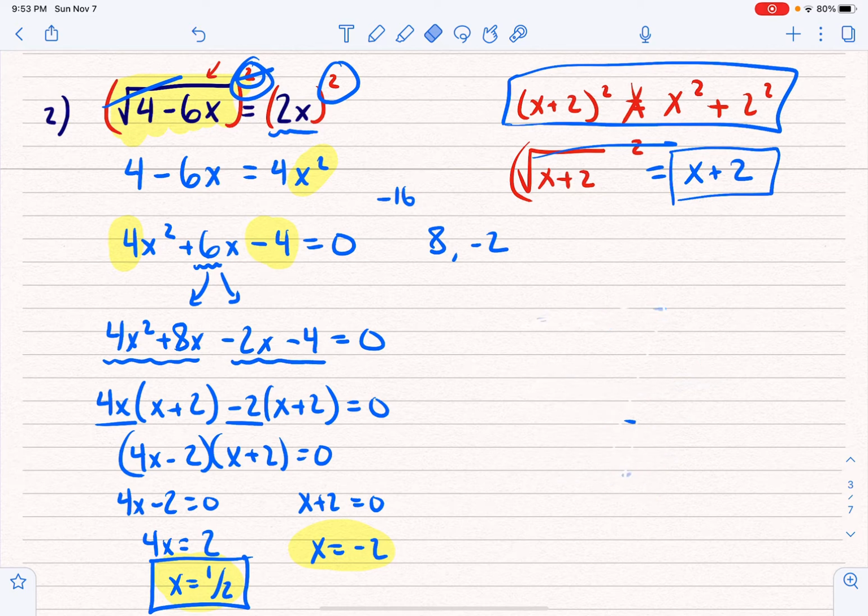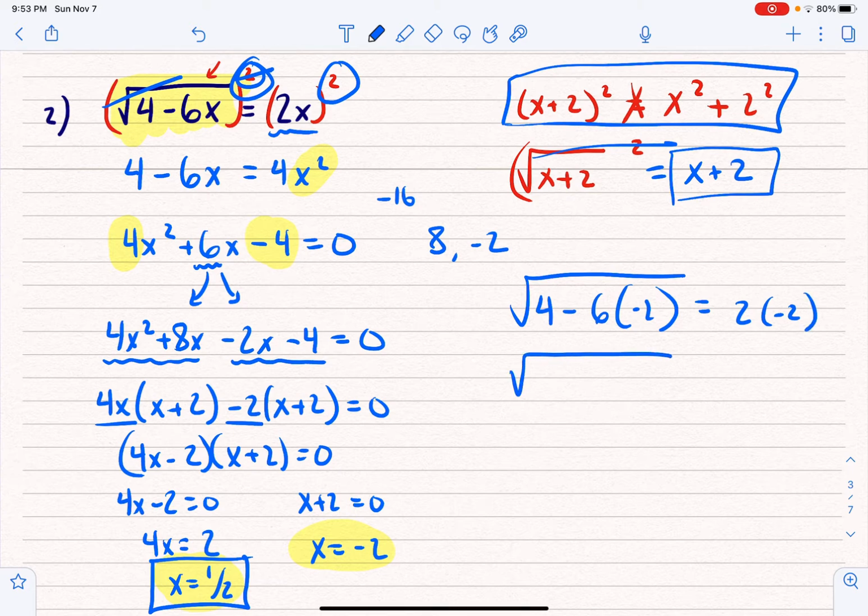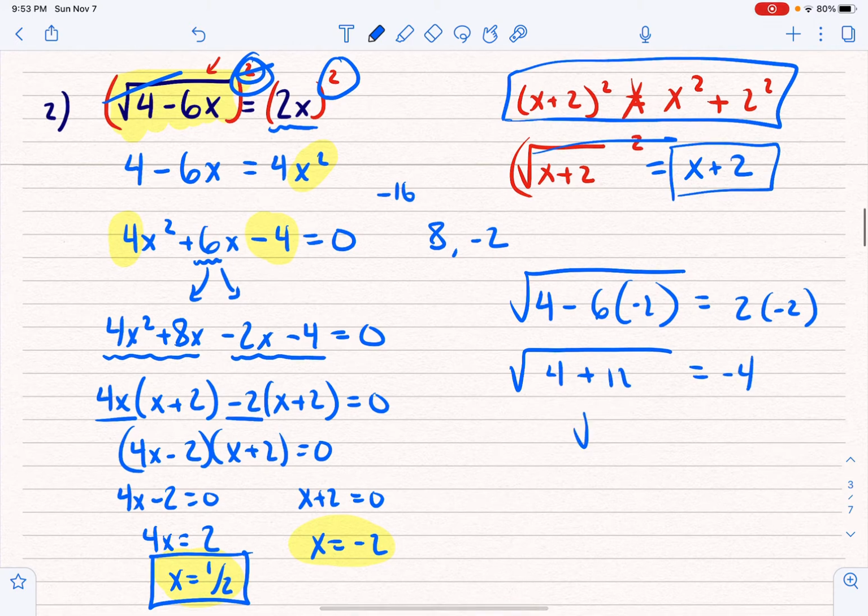And see if the other one works as well. Okay, and so for this one, we'd have 4 minus 6 times negative 2. Square root of all that equals 2 times negative 2. So on this one, we get, let's see, 6 times negative 2 is going to be negative 12. So this is going to be like 4 plus 12 equals negative 4. Well, 4 plus 12, that's going to be square root of 16 is equal to negative 4. Square root of 16 is 4. 4 equals negative 4. That is not true.